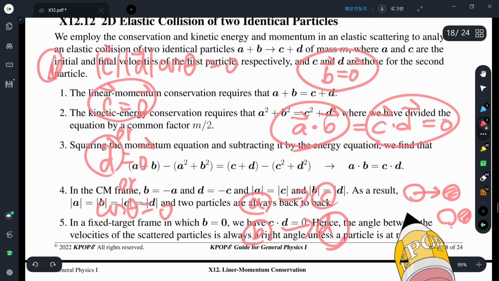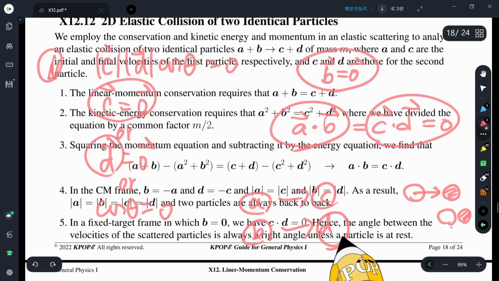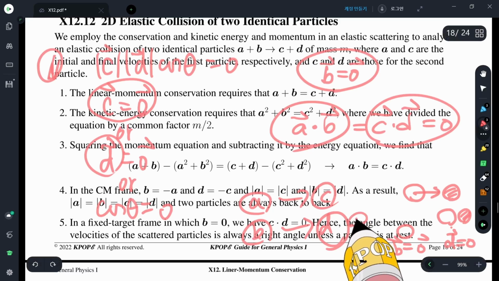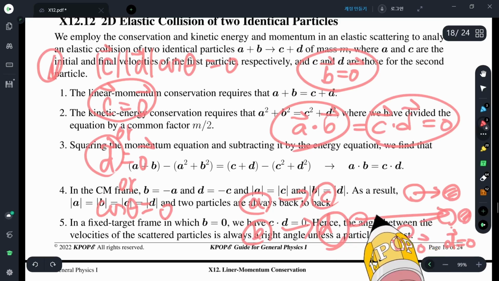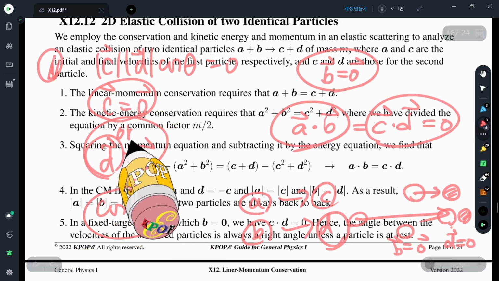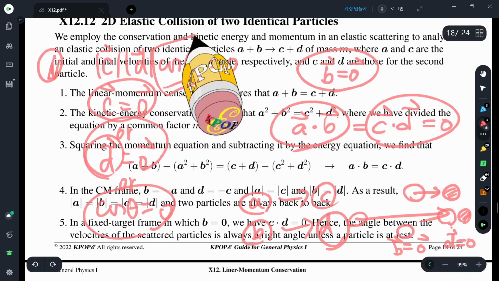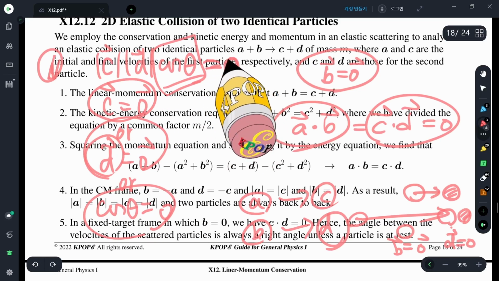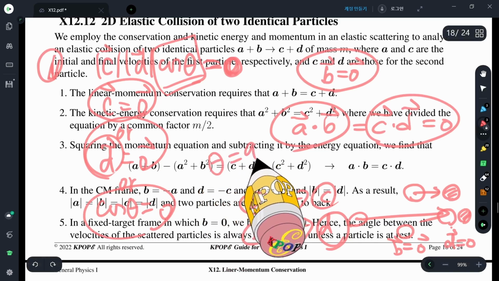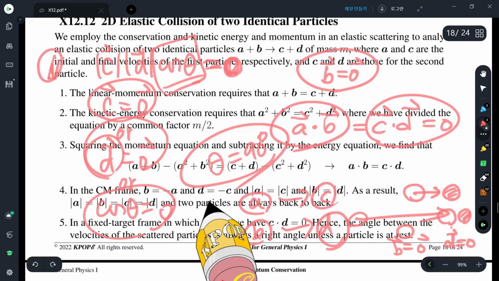If d equals 0, that means b becomes d. b used to be 0, and d is still 0. That means you missed. You throw this ball away, but you missed, so it is the same as the initial state. That's fine. The third one, if c and d are both non-vanishing, cosine theta must be 0. Then the angle theta equals 90 degrees. That's the reason why that kind of phenomenon appears.